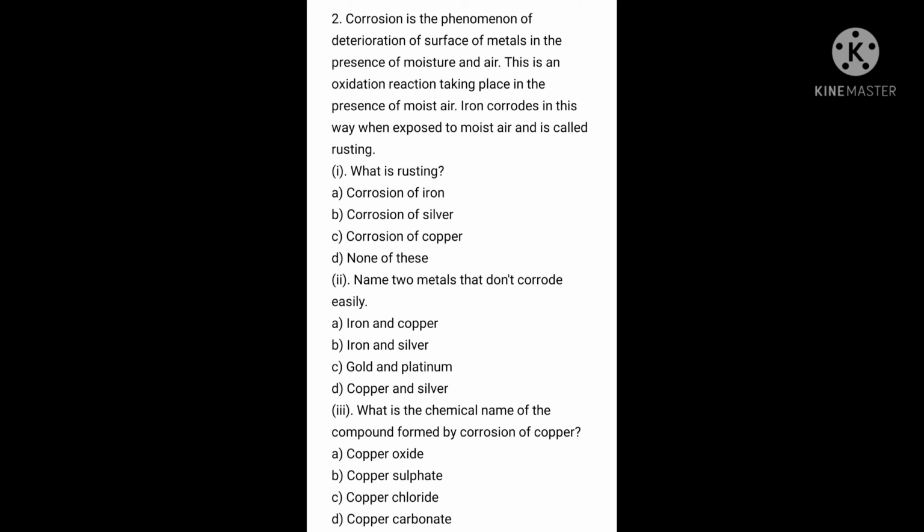Then the first question is, what is rusting? Option A, corrosion of iron, B, corrosion of silver, C, corrosion of copper, D, none of these. Correct option is option A, corrosion of iron.